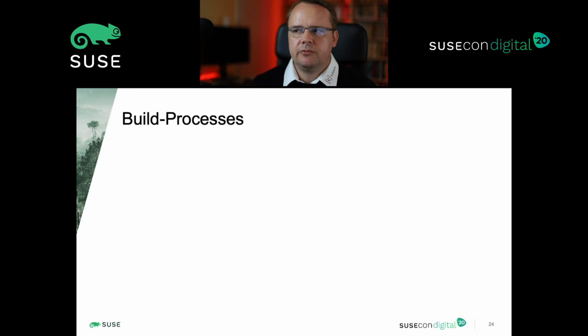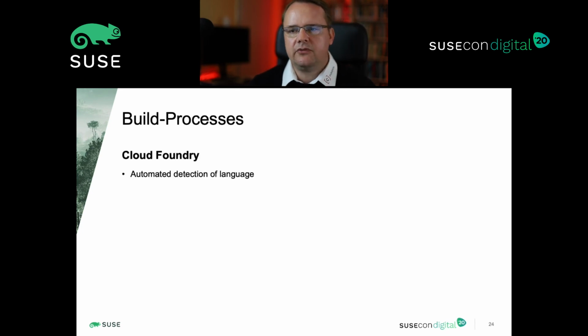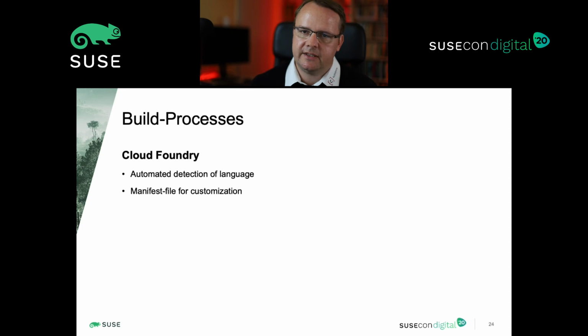So, in regard to build processes, Cloud Foundry is a platform as a services solution, and its major strength is it is able to just detect the programming language and therefore the build approach based on a source code. So you do not need to define anything in regard to build processes. It is done in an automated way. You can nonetheless use a manifest file for customization.